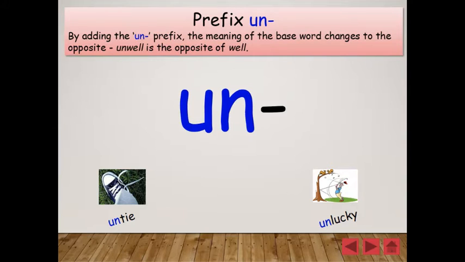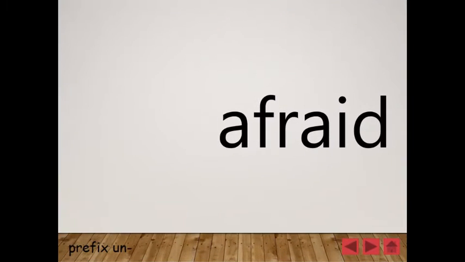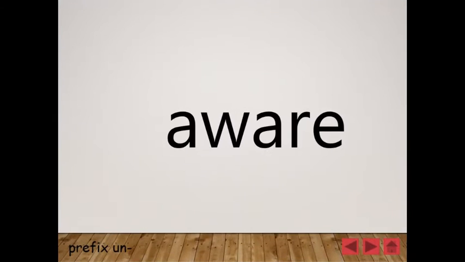Prefix "un". By adding "un", the meaning of the base word changes to the opposite. Well, and if we put "un" before well, it becomes unwell. Lucky, unlucky. Tie, untie. Afraid, unafraid. Aware, unaware.